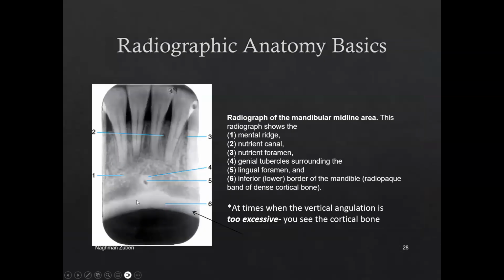Like this. This is the actual X-ray. Here you can see the lingual foramen and the 4 genial tubercles around it, then the mental ridge. At times they can ask you what a shadow is. If there is a quite diffused radio-opacity in this area, unilateral or bilateral, then it will be torus. Remember that.